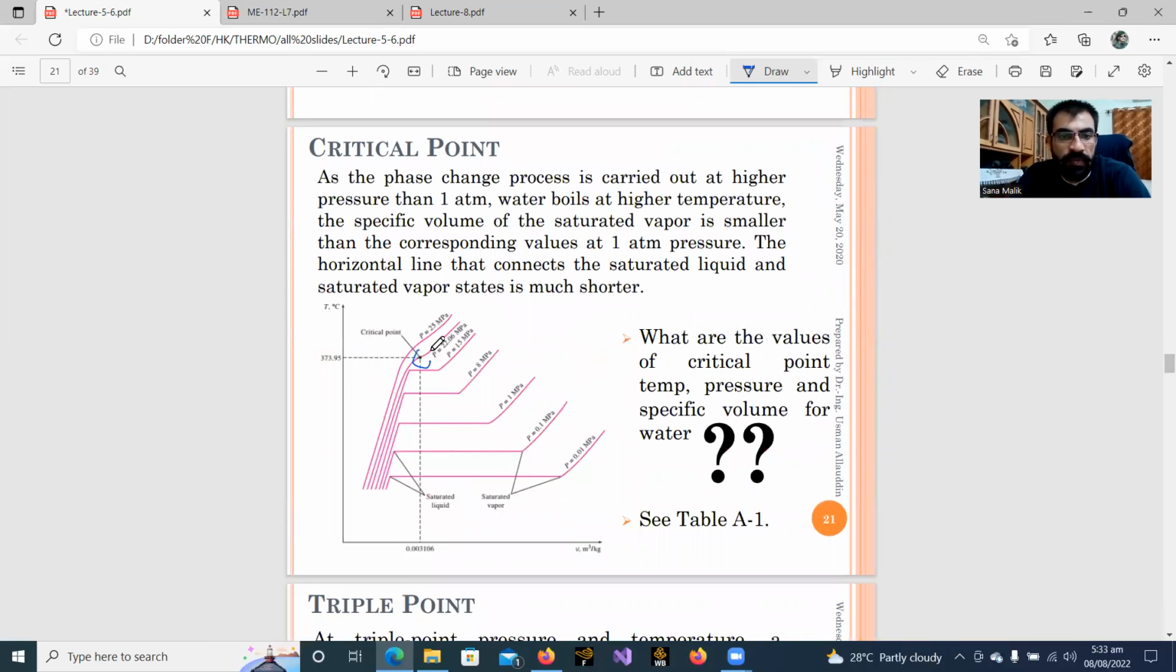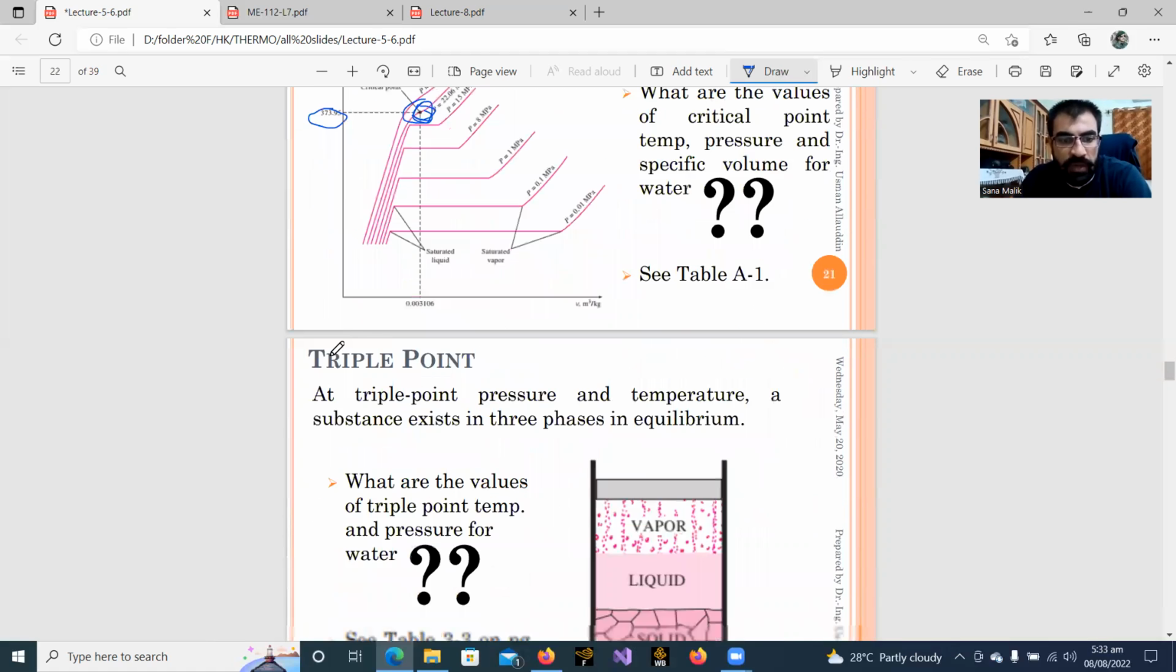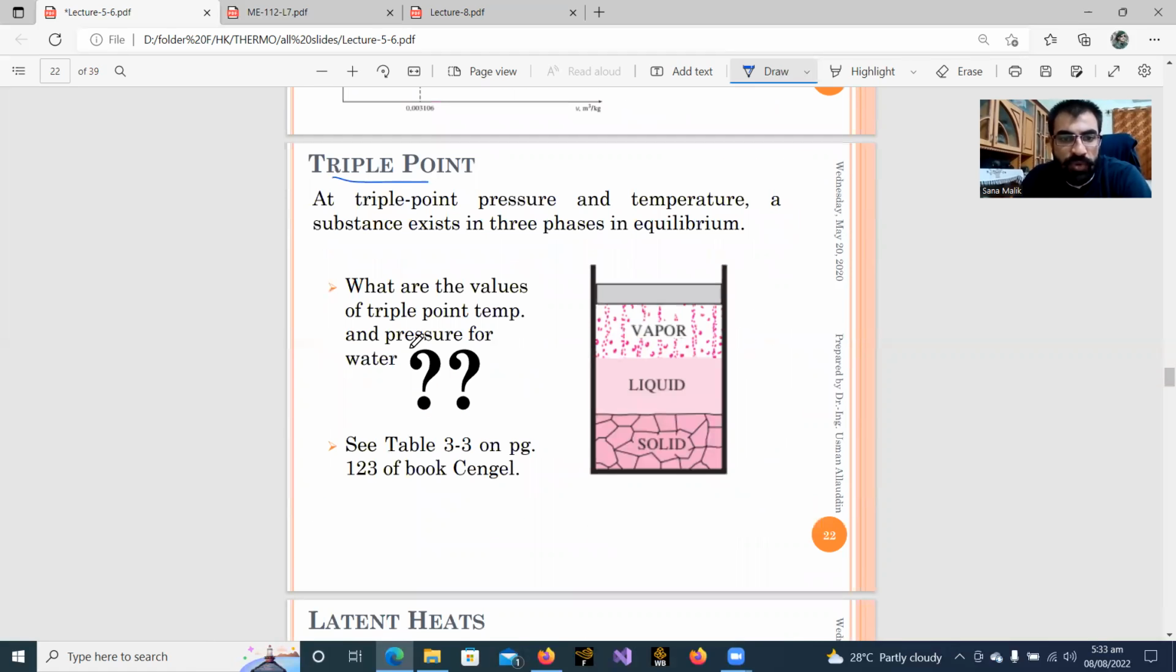Critical point: as the phase change process is carried out at a higher pressure than 1 atm, water boils at a higher temperature. So basically, this is the region at which there are a few standard values: 22.06 MPa for pressure at the critical point, and the temperature is 373.95. The triple point is the point where all three phases exist.